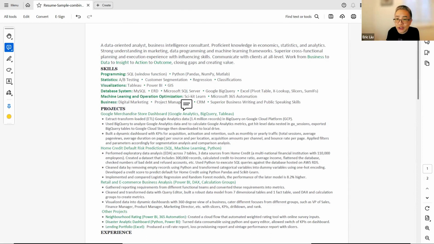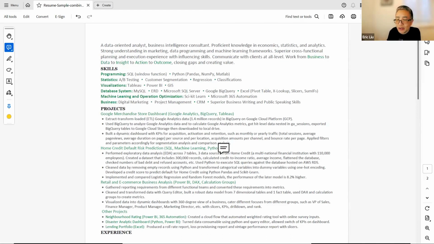And then machine learning, operation optimization, and business domain knowledge. She mentioned digital marketing, project management, CRM, superior business writing, and public speaking skills. Very concise, yet you walk away with the impression that this individual is all-rounded and technical enough, right? Then it comes to the projects.